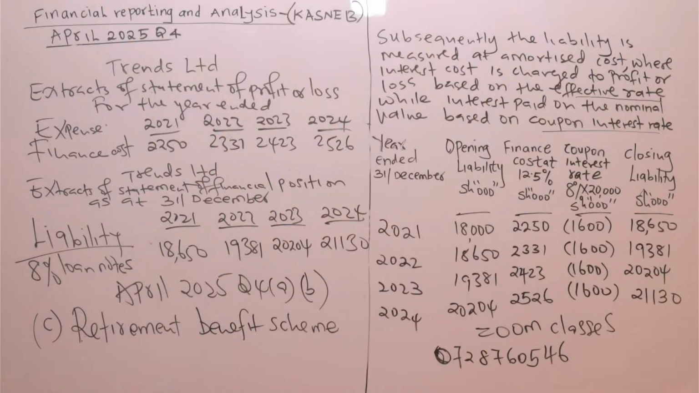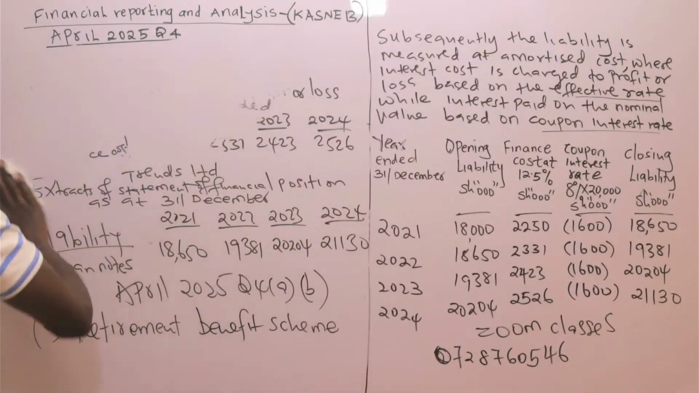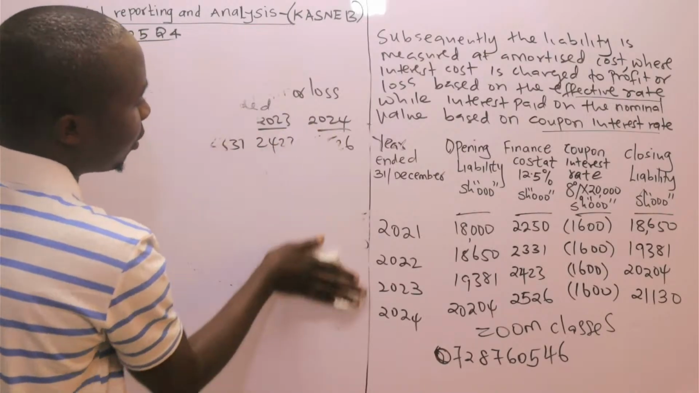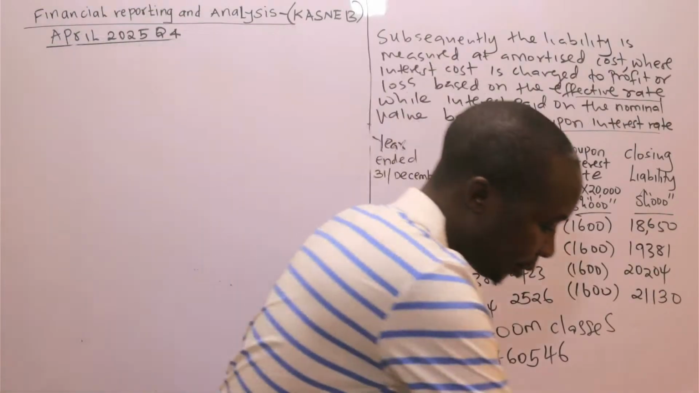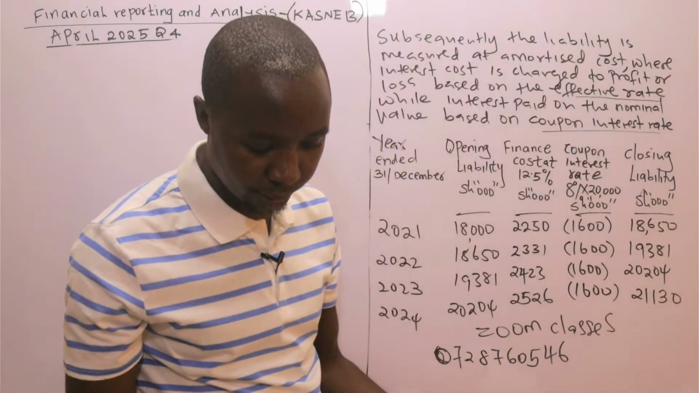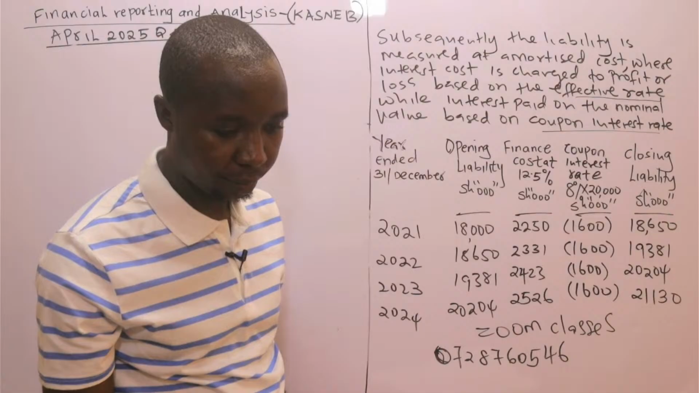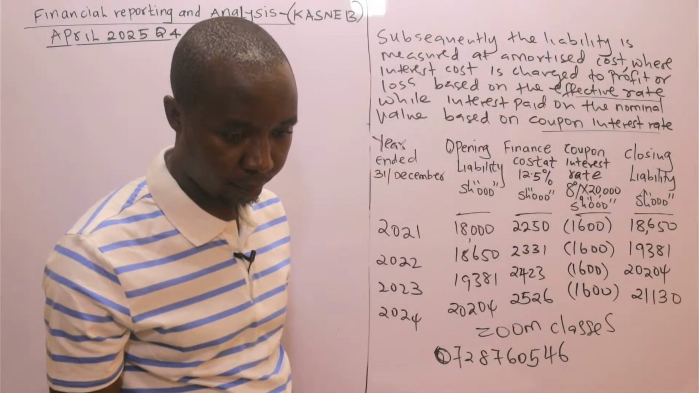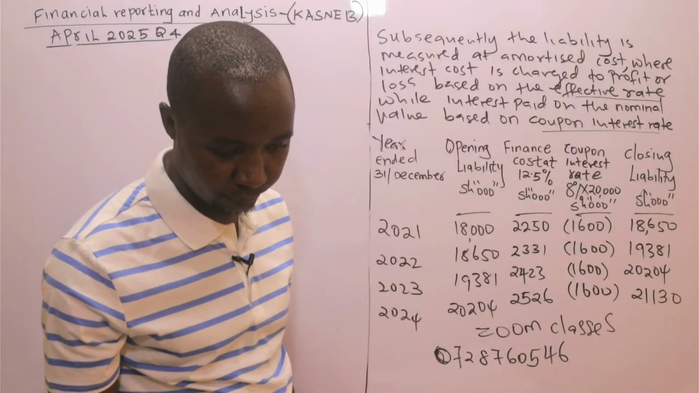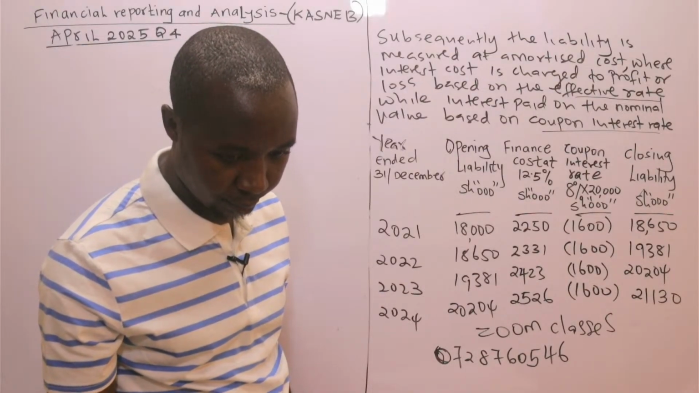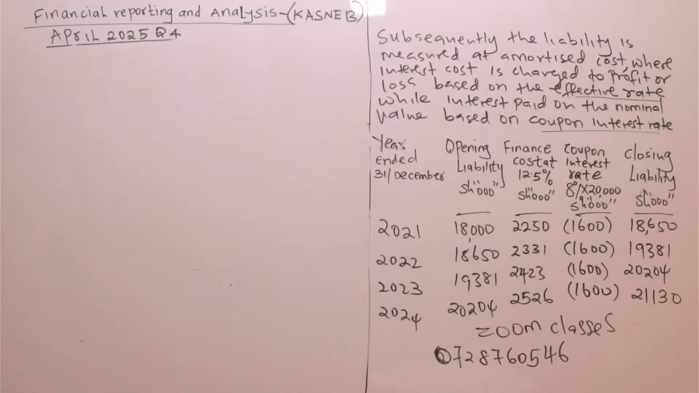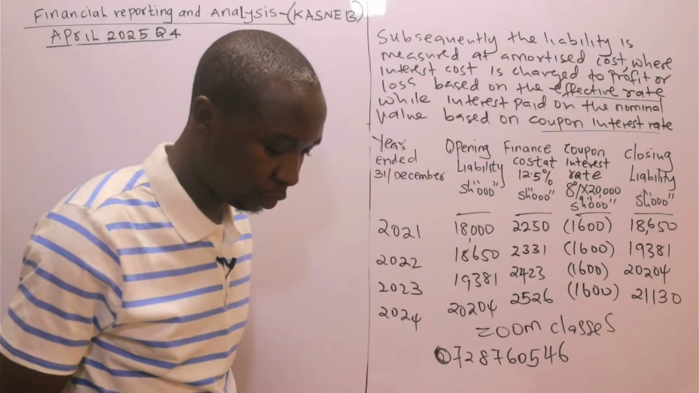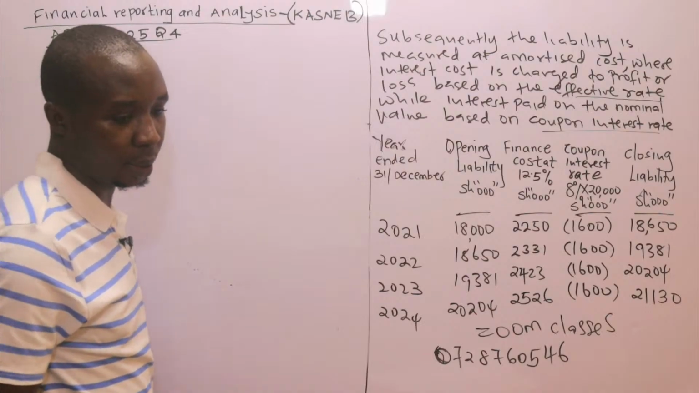So let's do part C of the question. Let's look at what was required in part C. Remember, you already have the question under the chart. There's a link. So I will read the question.